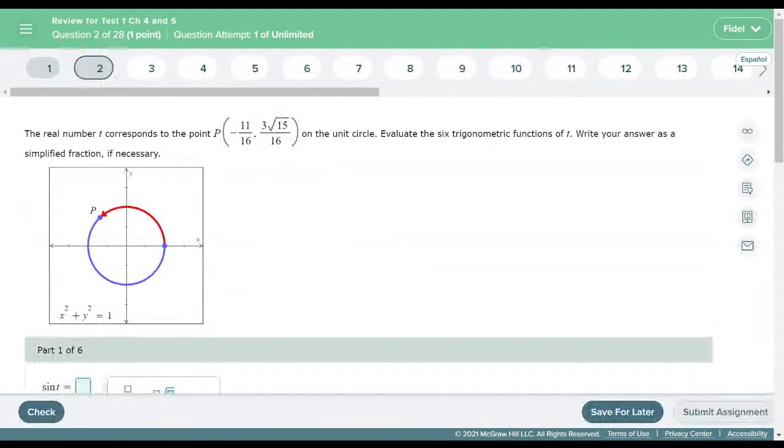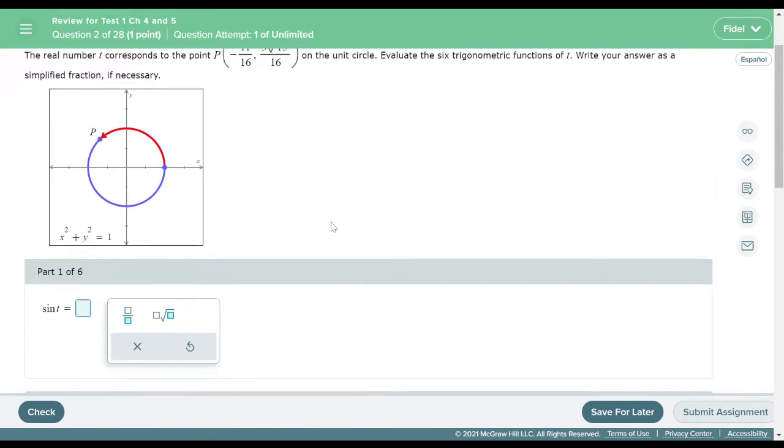Let's see. So it says the real number t corresponds to the point negative 11/16, and 3 squared to 15/16 on the unit circle. Evaluate the 6 trig functions of t and write your answer as a simplified fraction if necessary.